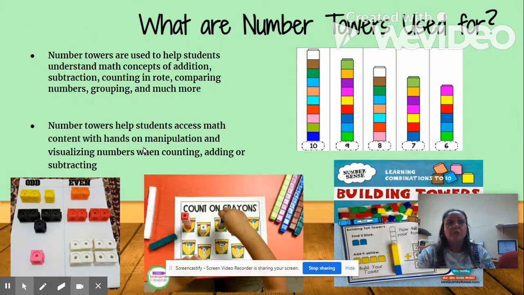You can also group them in evens or odds, in color, or in different sizes. Like if you had smaller unifix cubes, you can compare those with the larger ones. You can also do more than, less than, things like that. As far as the number towers helping students access math content, they're using their hands, manipulating, pulling apart, putting together, adding, counting, and subtracting.